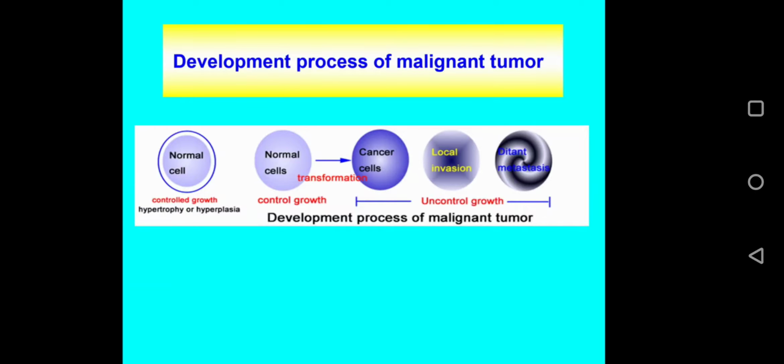This is the development process of a malignant tumor. The normal cell transforms into a neoplastic cell, then proliferates and shows a local invasive growth pattern, destroying the local normal tissue. In the advanced stage, they will show distant metastasis.